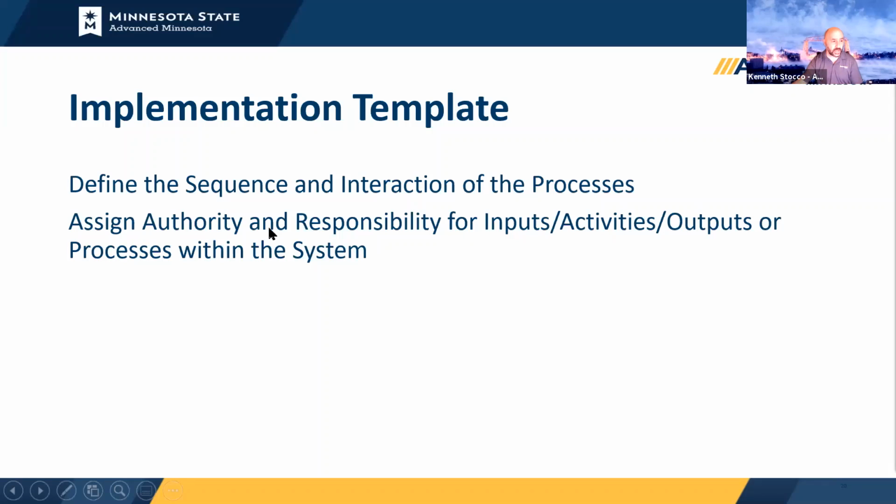And then finally, assign the authority and responsibility for the inputs, activities, and outputs for the processes. And that one goes to the statement that somebody is another word for nobody. If you say somebody's going to do this, or correction, everybody is another word for nobody. If you say everybody's going to do this, that's another way of saying nobody's going to do it. Whereas if you assign it and you say somebody has the responsibility for it, then that responsibility is clear and everyone isn't waiting for the other person to do it.